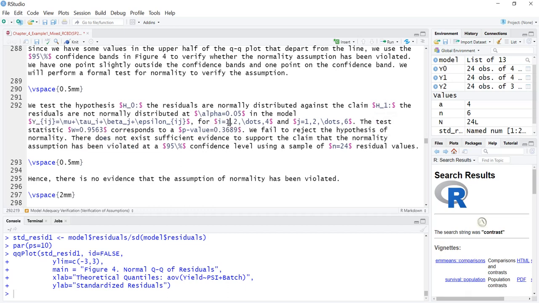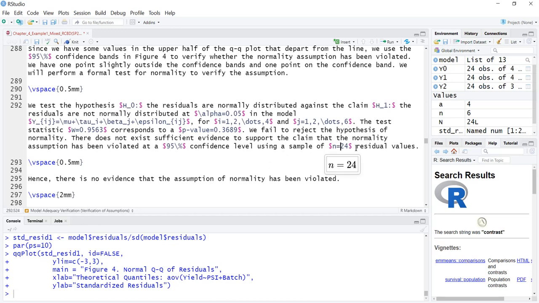Again, I've given that to you for I equals. You'll have to change that if your levels change, and this number if the number of blocks change. The test statistic is here, corresponds to a p-value. We fail to reject the hypothesis of normality. There does not exist sufficient evidence to support the claim that the normality assumption has been violated at a 95% confidence level using a sample of n equals 24.